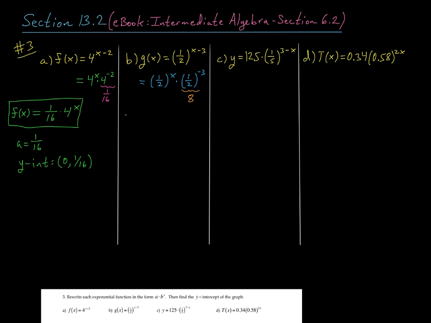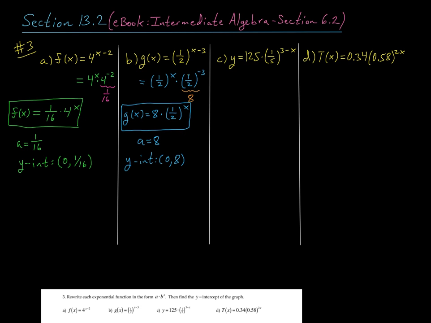So here I can write g of x, I'll put that 8 out in front, it's going to be 8 times 1/2 to the x. And now for our a value, that's 8. And so for the y-intercept, that would be 0, 8.